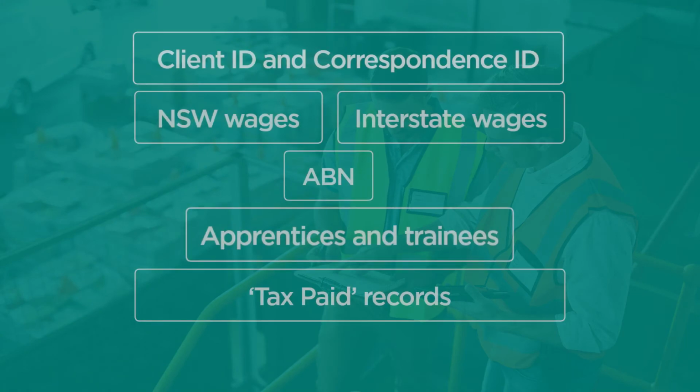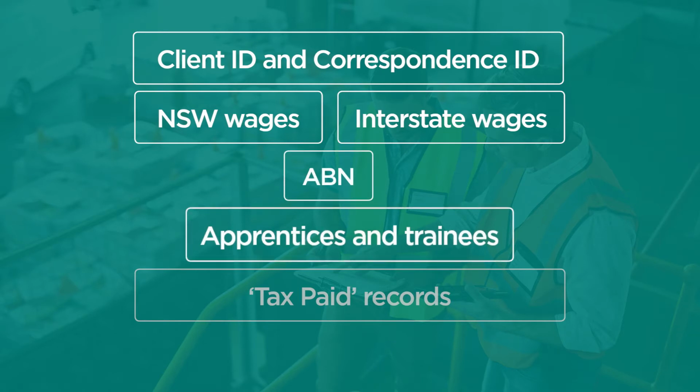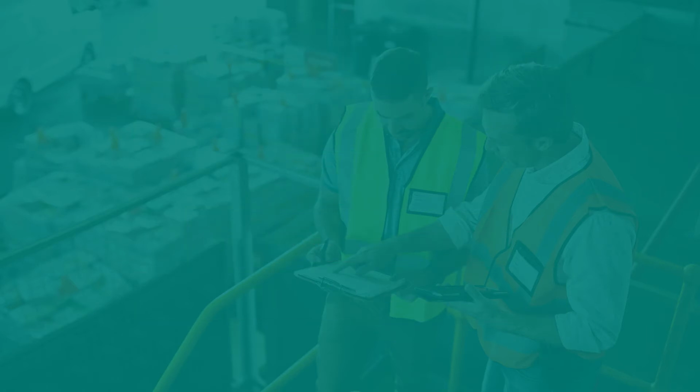Before you begin, you will need certain information including client ID and correspondence ID, New South Wales wages, interstate wages, your ABN, apprentices and new entrant trainees, and tax paid records if you have made monthly payments.